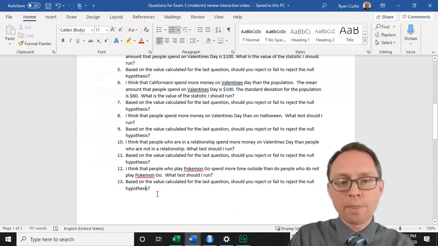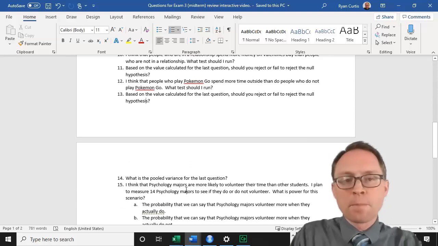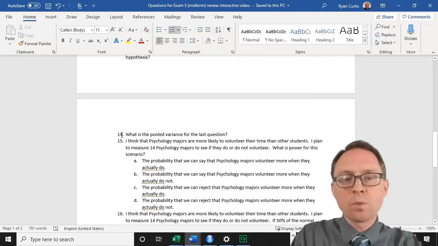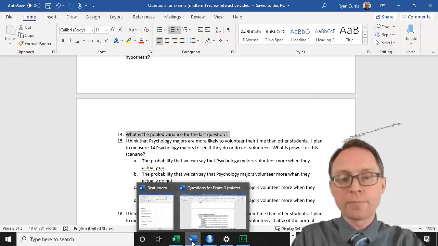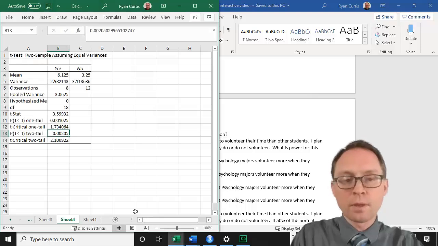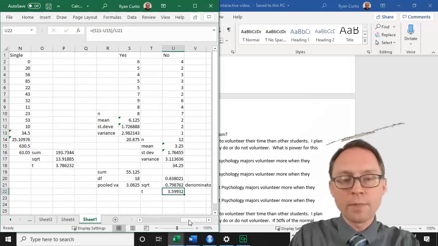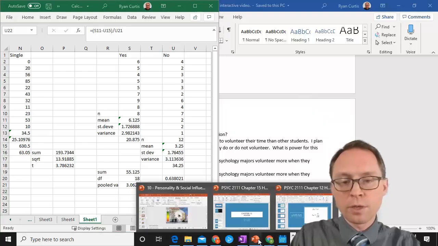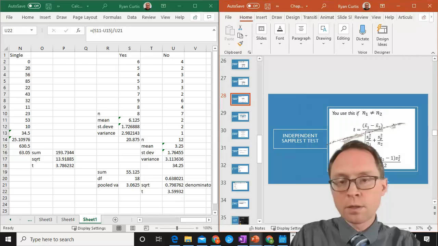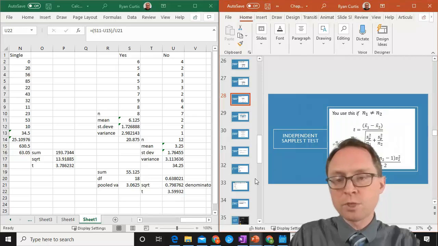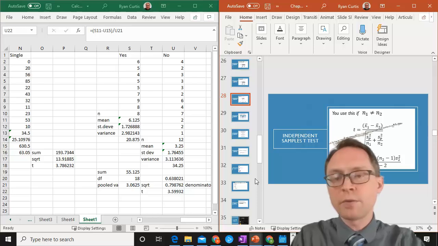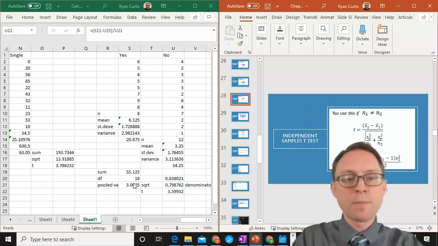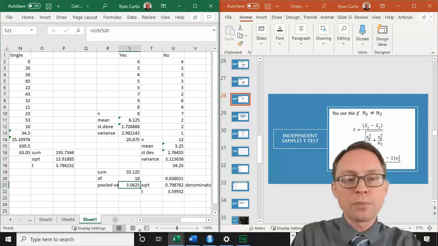Okay. Next. What is the pooled variance for the last question? Well, lucky for us, we had to calculate it. So we already did it the hard way. When we added all these up, we used the pooled variance, which is n sub 1 minus 1 times the variance of the first group plus n sub 2 minus 1 times the variance of the second group divided by the degrees of freedom. When we did all that, we got this, 3.0625.